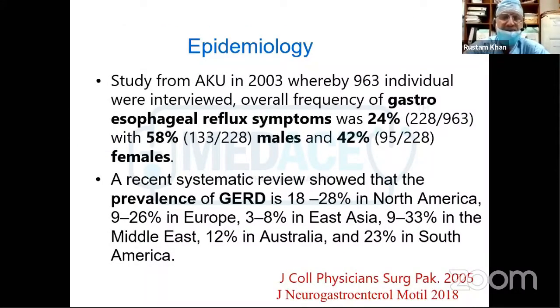What is the epidemiology? How frequent is this disease? A study from Aga Khan University in 2003, published in the Journal of the College of Physicians and Surgeons, interviewed 963 individuals, and the overall frequency of GERD was 24%. Of these, 58% were male and 42% were female. A recent systematic review showed that the prevalence of GERD is 18 to 28% in North America, 9 to 26% in Europe, 3 to 8% in East Asia, 9 to 33% in the Middle East, 12% in Australia, and 23% in South America.